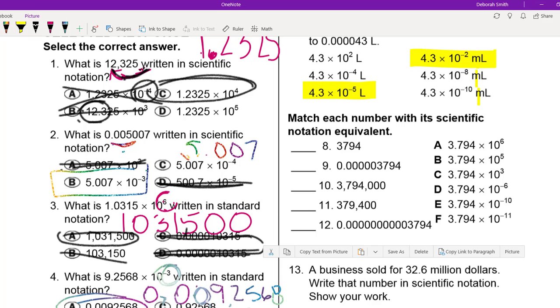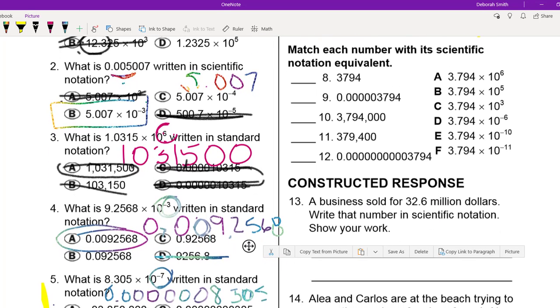All right, and moving up to 8, 9, 10, 11, and 12. This one will be C. Move the decimal there. So that's moving it 3 times, so that's C. Here, moving it, there's 3, 4, 5, 6, and it's a negative 6 because it's a decimal. It's a really small number.